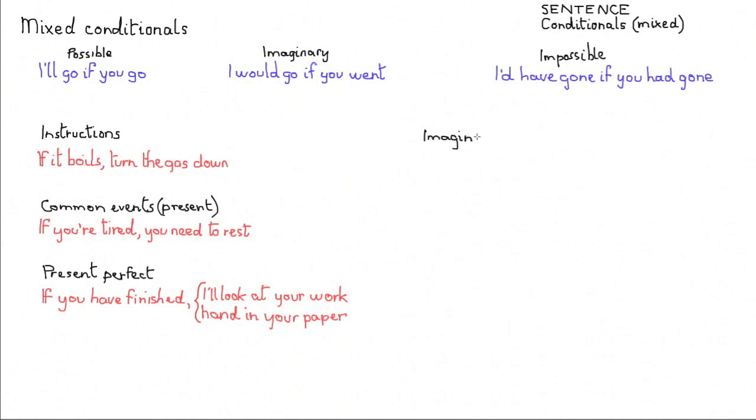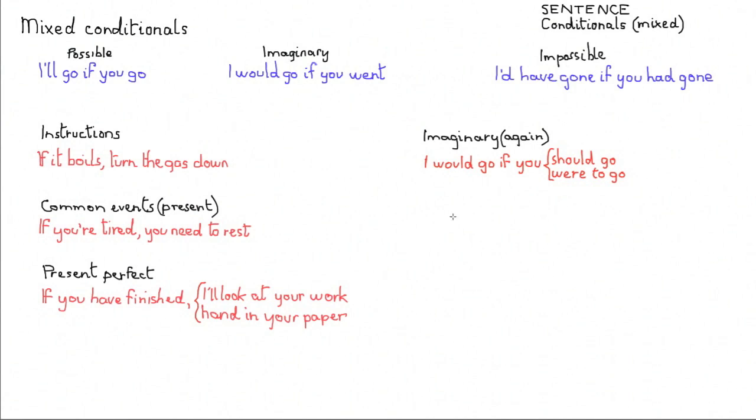First of all, imaginary. I'll just write again there. And I'll drag in two more sentences from the right. Here we go. I would go if you should go, or I would go if you were to go. Two more formal ways of expressing imaginary conditionals.